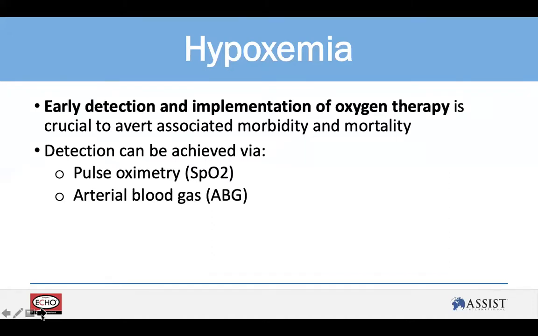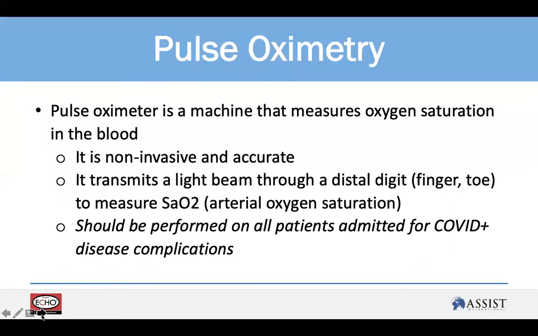The two key ways of detecting hypoxemia are with the use of a pulse oximeter, with pulse oximetry, or an arterial blood gas. A pulse oximeter is a machine that measures oxygen saturation in the blood. It is non-invasive and it is accurate. It transmits a light beam through a distal digit, such as a finger or toe, or even an earlobe, and it is able to measure the arterial oxygen saturation. For our care of COVID-positive patients, it should be imperative to test pulse oximetry on all severe or critical presenting patients.